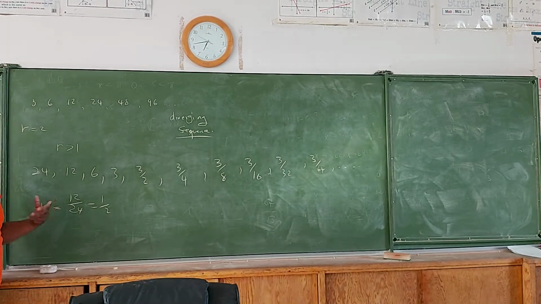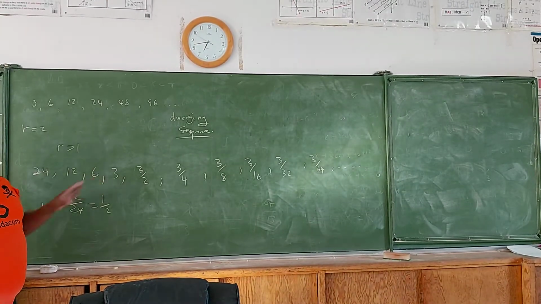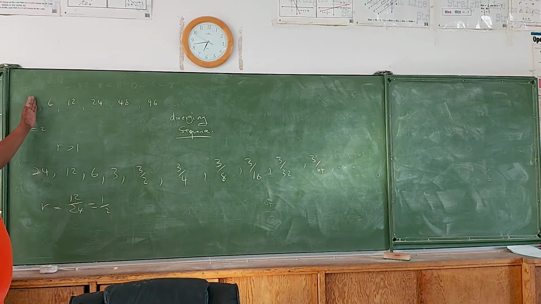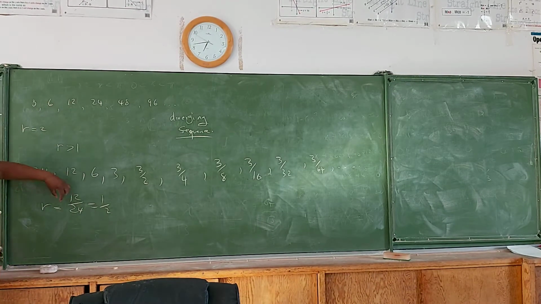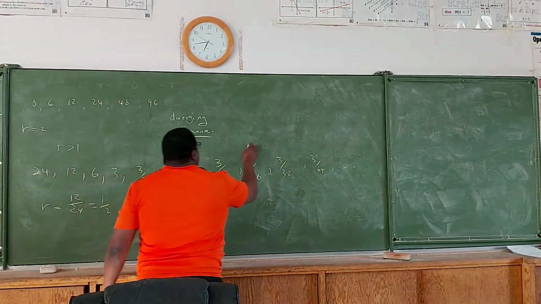Common ratio, by the way, can also be a negative fraction. With a negative ratio, sometimes one term is positive, one is negative. But I'm not looking at that now. I'm looking at when the ratio is a fraction. This sequence converges.